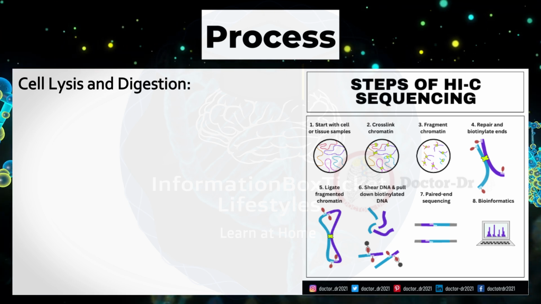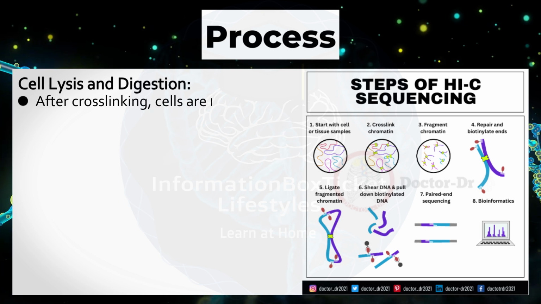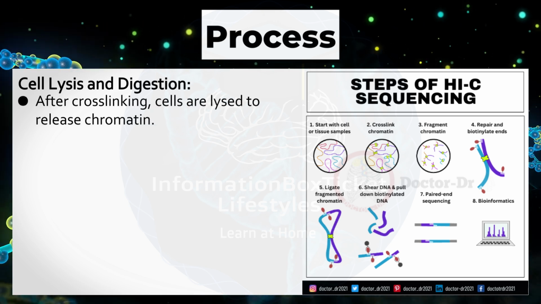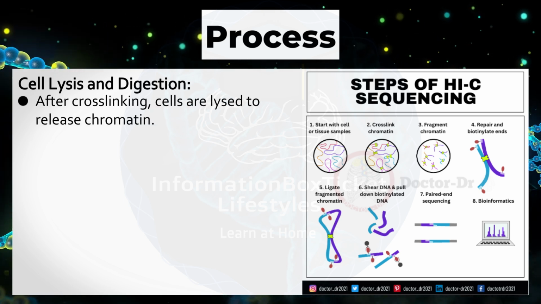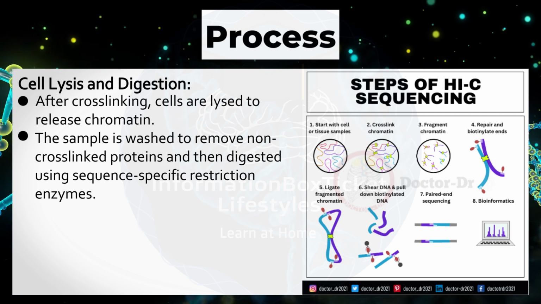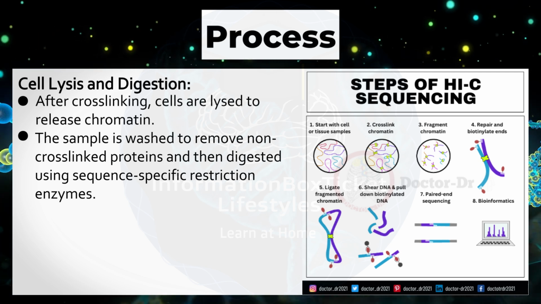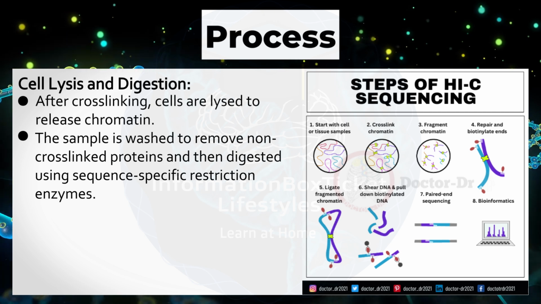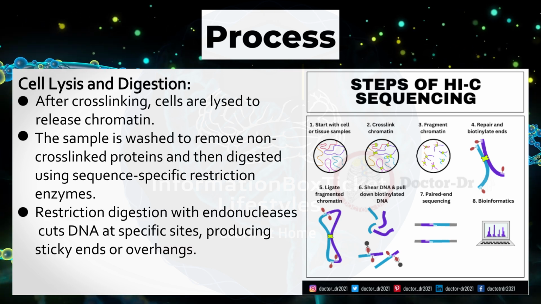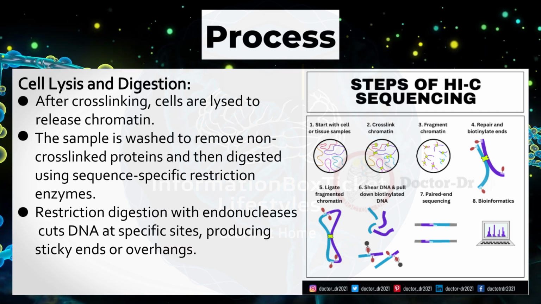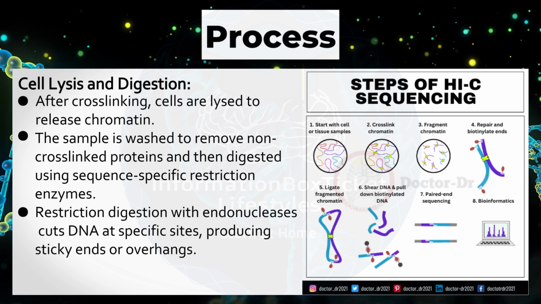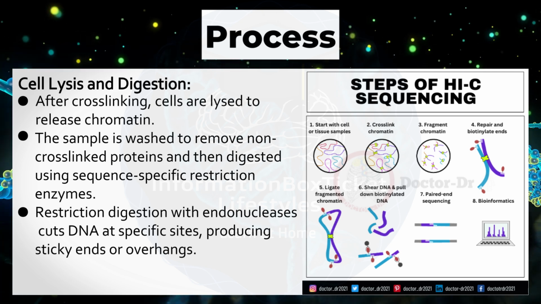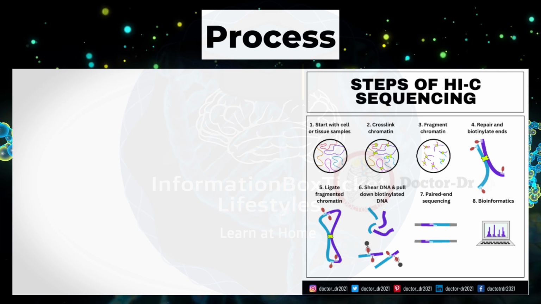Cell lysis and digestion. After cross-linking, cells are lysed to release chromatin. The sample is washed to remove non-cross-linked proteins and then digested using sequence-specific restriction enzymes. Restriction digestion with endonucleases cuts DNA at specific sites, producing sticky ends or overhangs.